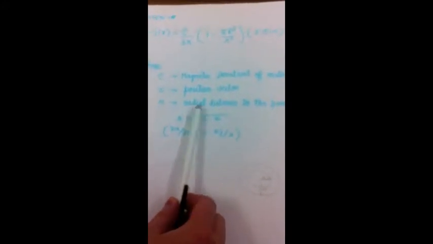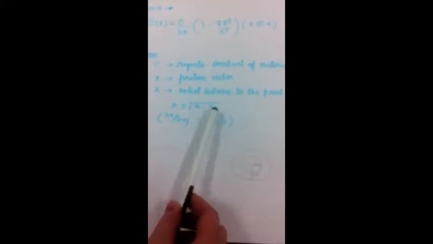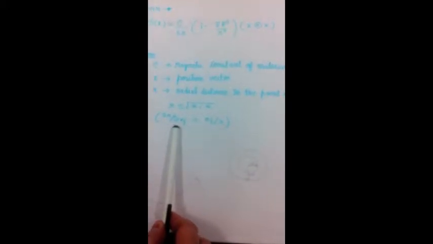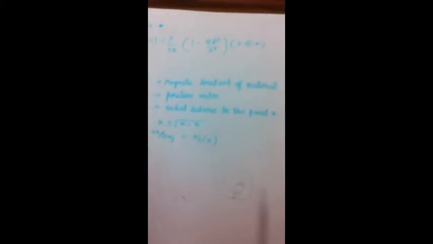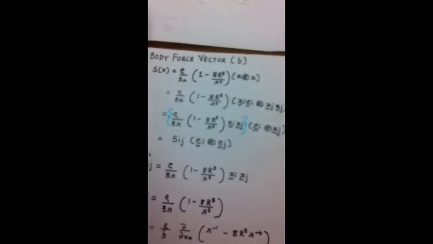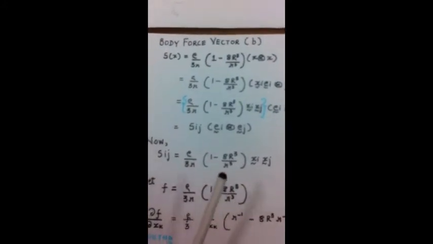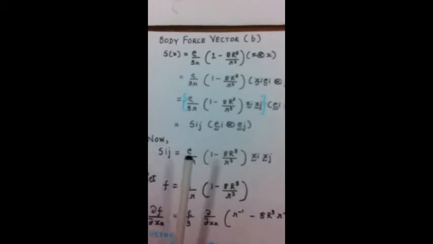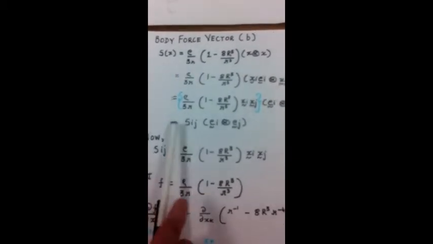to the point x, and is defined as the square root of x dot x, and the partial derivative of r with respect to xj equals xj divided by r. For this problem, we were first asked to find the body force vector for our shell, and in order to determine this, we will need to know what the Sij quantity of this vector is.